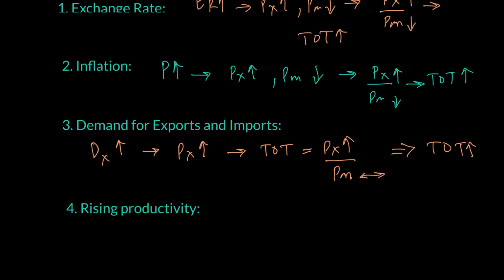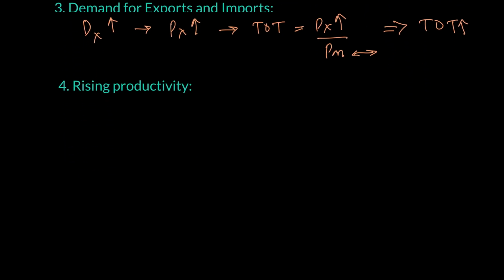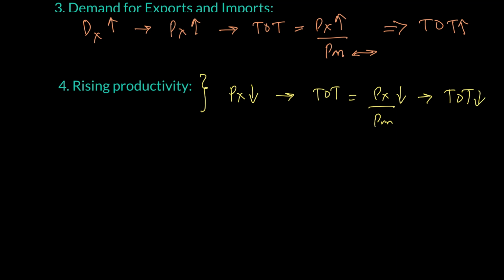Another positive factor to consider is rising productivity. If there is a rise in productivity in the domestic market, that means exports will become cheaper. Now, that is not a bad thing to happen, because although your terms of trade, which is px over pm, will basically be going down. Why? Because px is becoming cheaper, so terms of trade will fall. But that may not be bad for the country because of the rise in competitiveness.